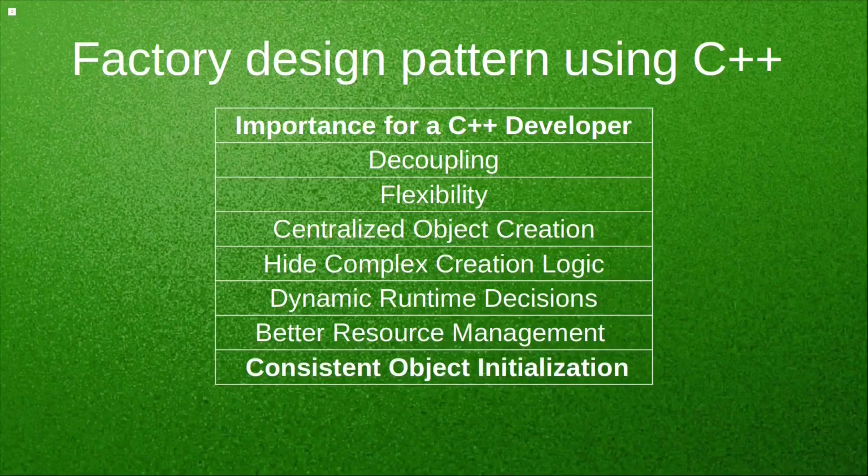Consistent object initialization. If there are mandatory post-construction steps for an object, e.g. setting certain fields or initializing resources, a factory method ensures these steps are always executed, guaranteeing a consistent state for each created object. In summary, for C++ developers, understanding the factory design pattern provides a powerful means to abstract away the complexities and intricacies of complex object creation, resulting in cleaner, more maintainable and scalable code.